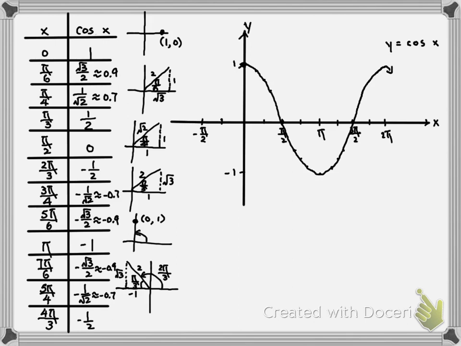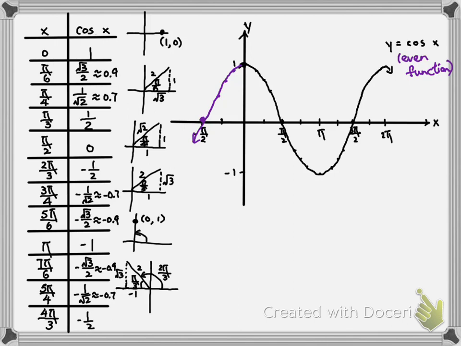Now we note that cosine is an even function. So what does that mean? The curve is symmetrical about the y-axis. So then we have the curve looks like this.